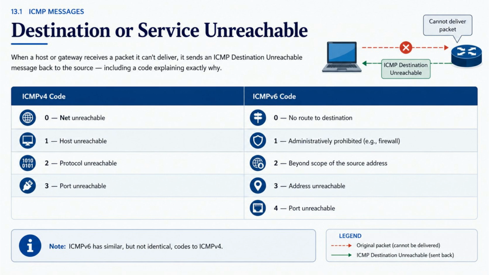When a packet can't be delivered, the host or gateway sends back a destination unreachable message with a specific code explaining why. Walk the code table on screen. ICMPv4 codes: net/host/protocol/port unreachable, versus ICMPv6, which is similar but not identical: no route, administratively prohibited, beyond scope, address/port unreachable. Point out these codes are what shows up in real troubleshooting output.